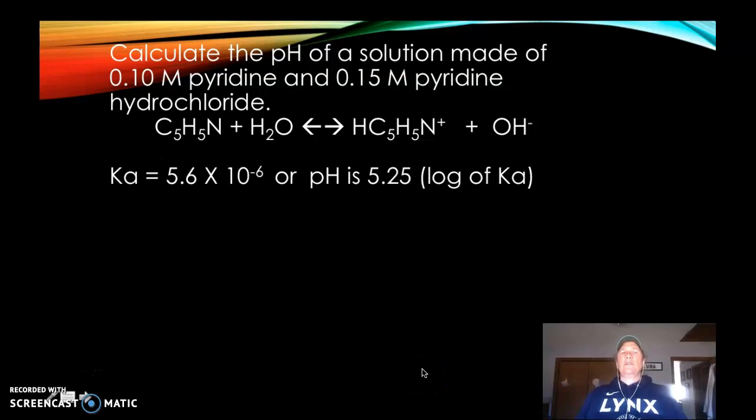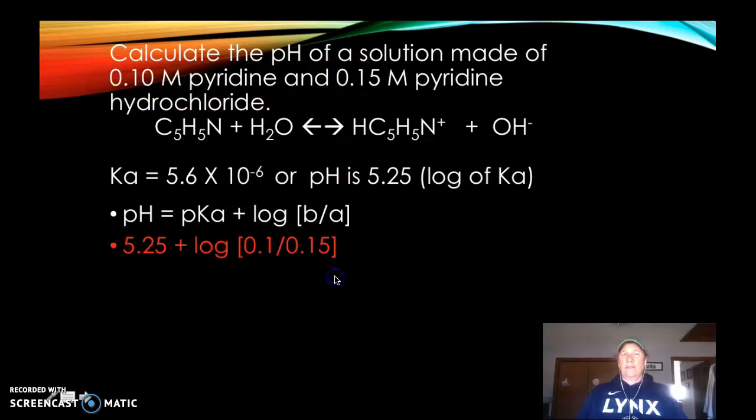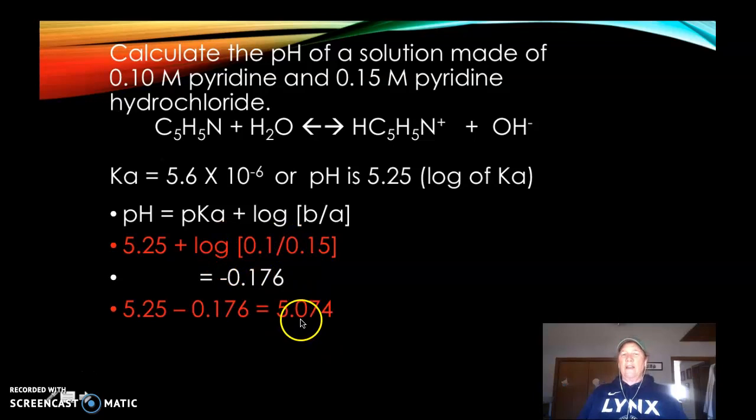Okay, calculate the pH of a solution if it's made by a 0.1 molar pyrimidine and a 0.15 molar pyrimidine hydroxide. Again, we have the K sub A and the pH. So pH is the pKa. I'm going to take this number and take the log of it, and I get 5.25. Then here, log, I take the base, which it tells me up here, and the acid. I take 0.1 divided by 0.15, and this is what this equals. If I subtract it, I get 5.074.